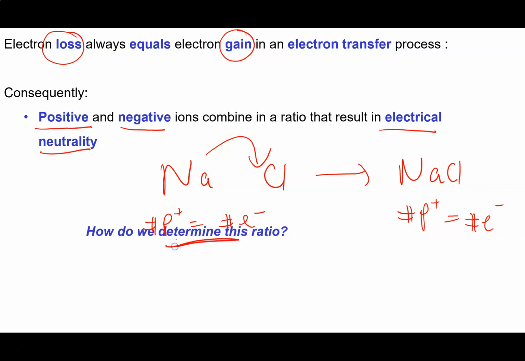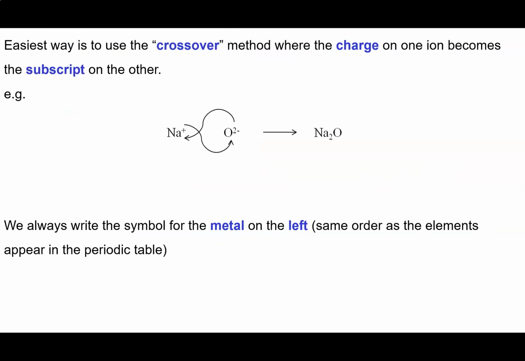So how do you determine the ratio that ions are going to combine in order to achieve electrical neutrality? It turns out that it's pretty easy. The easiest way to do this is what we call the crossover method, where the charge on one ion becomes the subscript on the other.